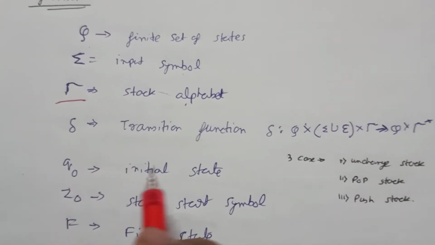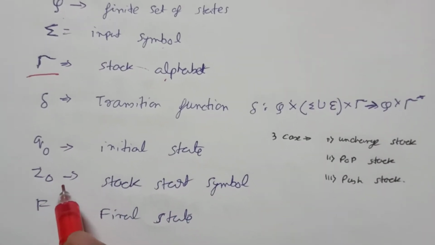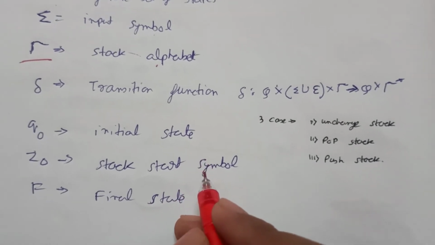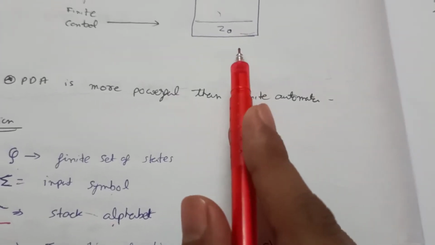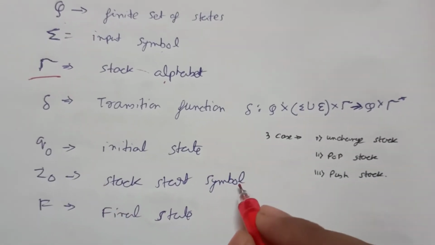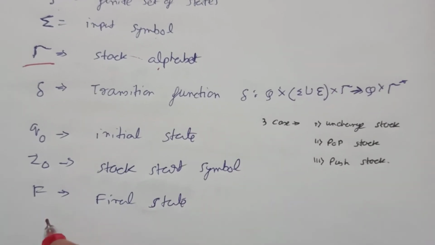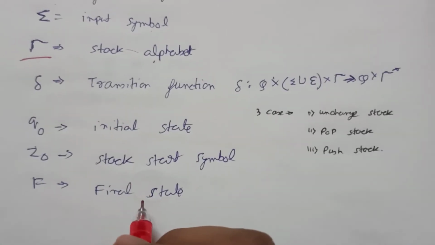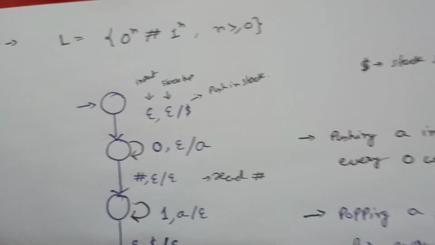And this q naught is our initial state, z naught is our stack start symbol, that I have already shown you here. You can also write marking dollar or anything we want, this is our choice completely. And this F is the set of final states. Okay, so here is an example.